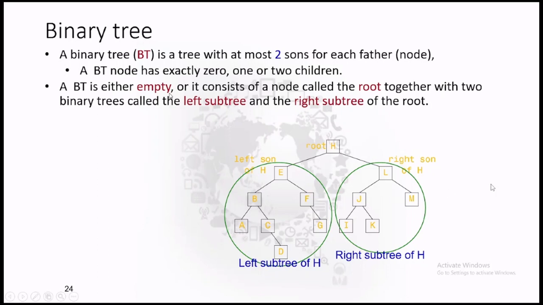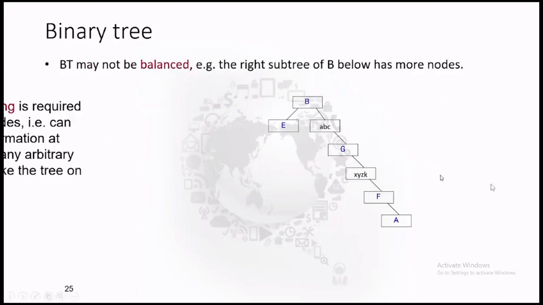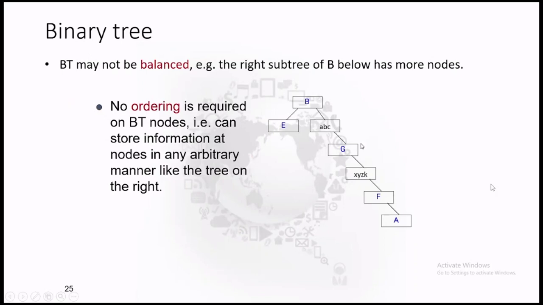A binary tree can be empty, or it consists of a node together with 2 binary trees, like a left subtree and a right subtree. This is how a binary tree looks. But if, let's say, H has more than 2 sons, then we don't call it a binary tree anymore. Either of the subtrees can be empty, and a binary tree may not be balanced. As an example shown over here, you can see that B has 2, E and ABC here, but it's slanted to the right-hand side and keeps expanding over here.